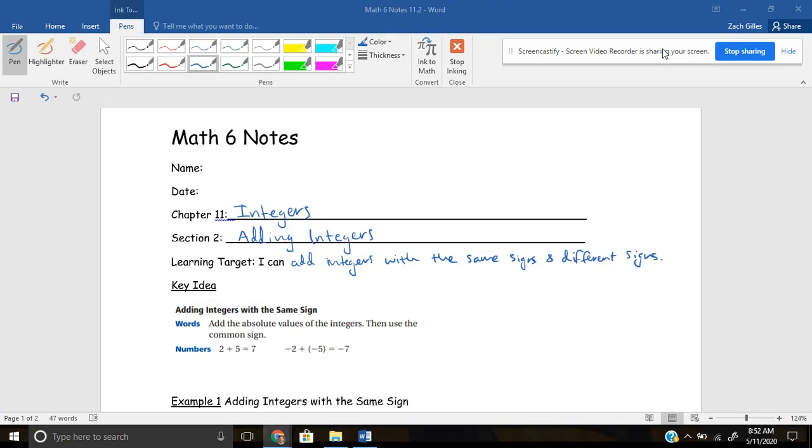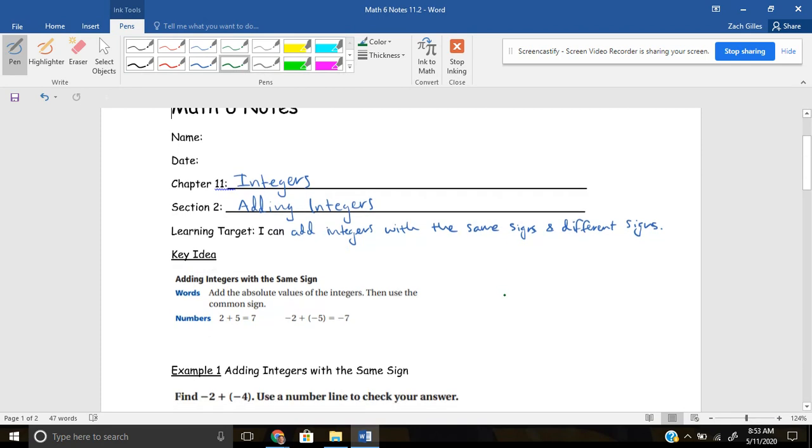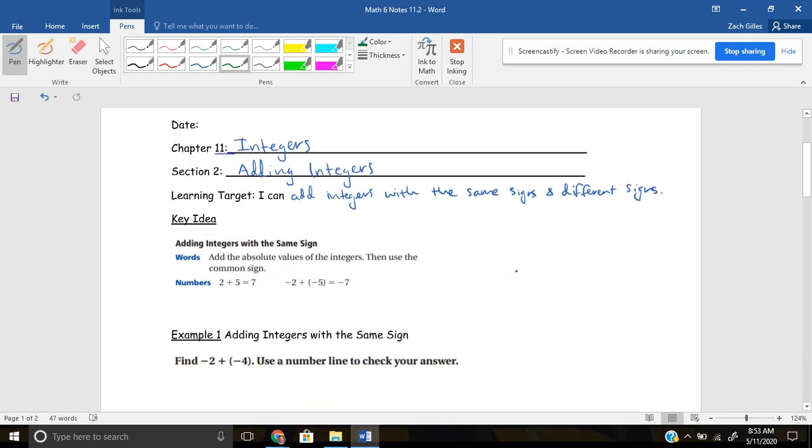Good morning, 6th graders. Today's lesson is 11.2, where we will be working on adding integers. Up until this point, you've seen some negative numbers and dealt with them a little bit, but we've never added them together. So that's what this lesson is going to be about. For your learning target, it's I can add integers with the same signs and different signs. So there will be both examples today that you'll learn about.